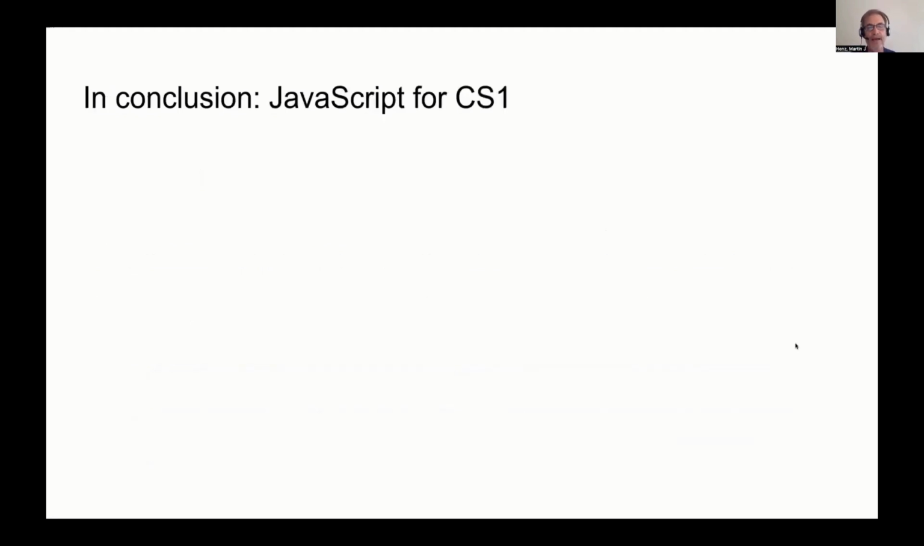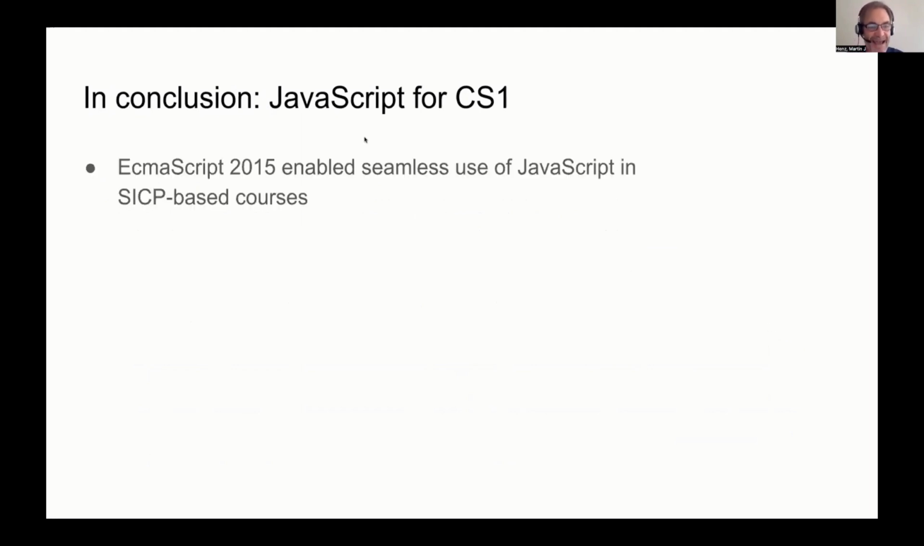In conclusion, JavaScript for Computer Science 101 is possible. That's the good news. ECMAScript 2015 was a game changer for this approach. It enabled a seamless use of JavaScript in an SICP-based course, and it allowed us to fully adapt the entire textbook to JavaScript, and the result is the MIT-published SICP JavaScript edition. So, JavaScript works for Computer Science 101 if you shrink it.